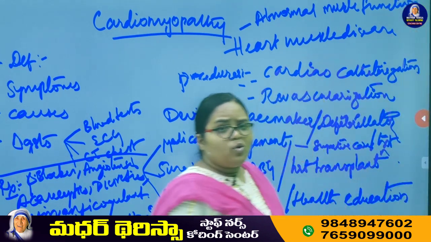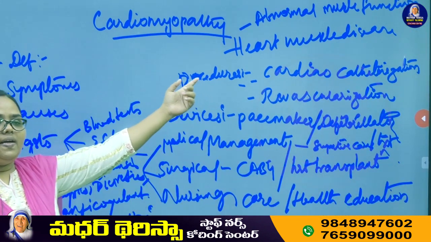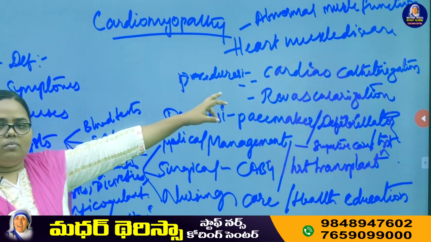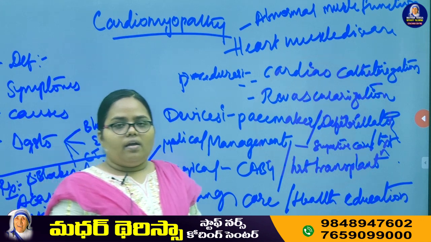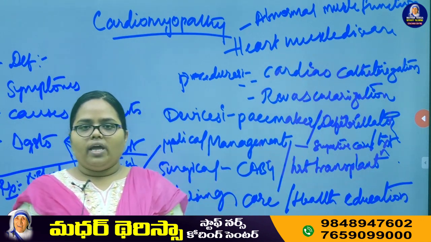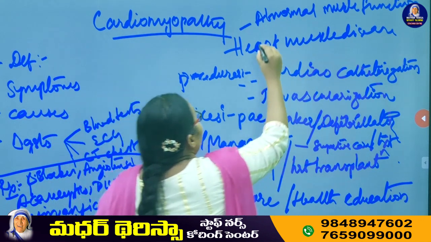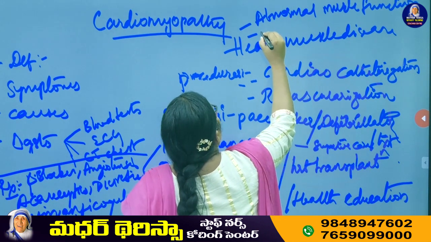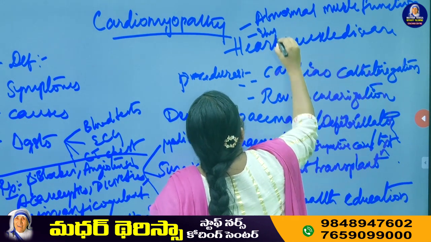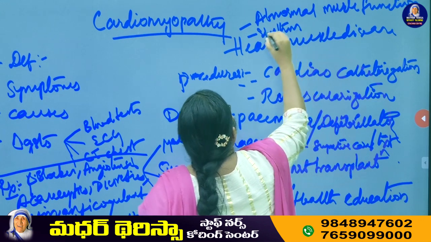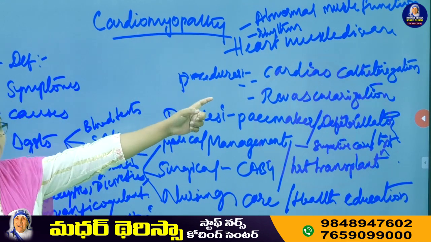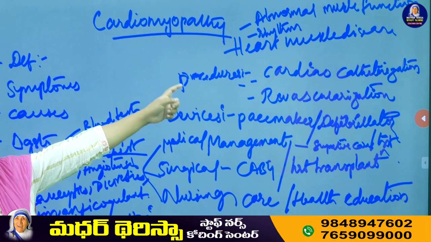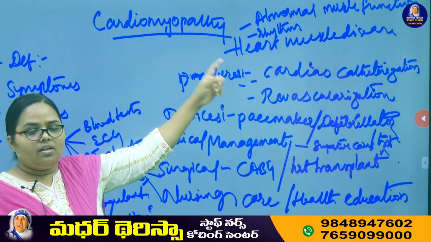When there is an abnormal muscle function, automatically there will be an abnormal rhythm. Okay, the rhythm is controlled by the electrical impulses. First, there will be abnormal functioning in the muscle of the heart. Then after, there will be abnormal rhythm in the heart.